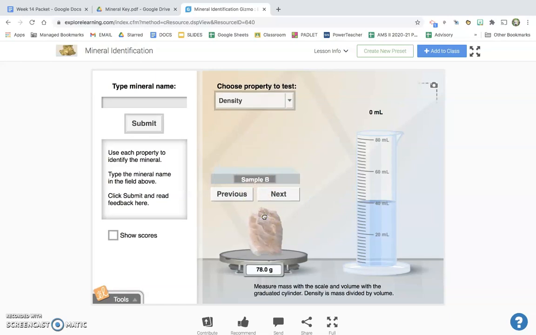So the mass is 78. You might want to write this down because you're going to calculate the density by dividing it by the volume. The volume is 30.